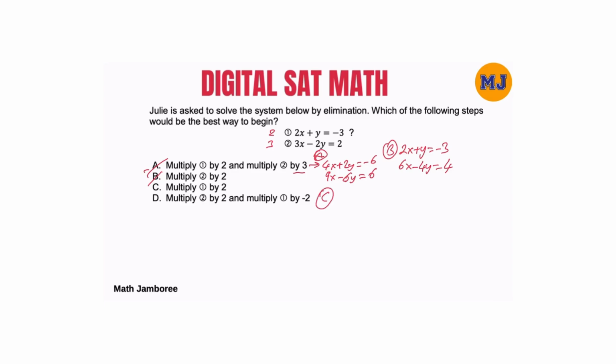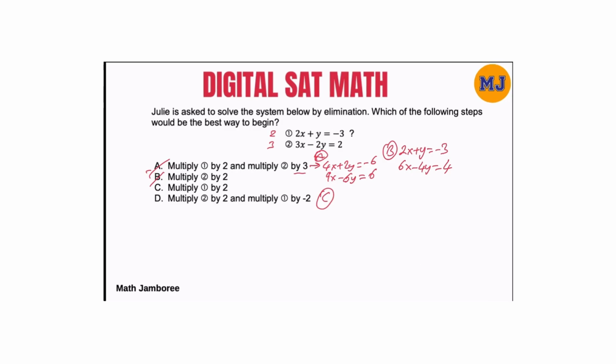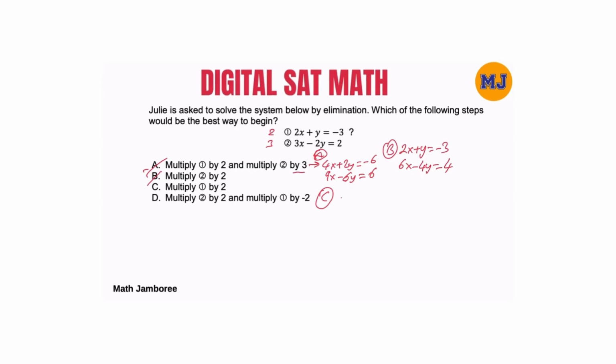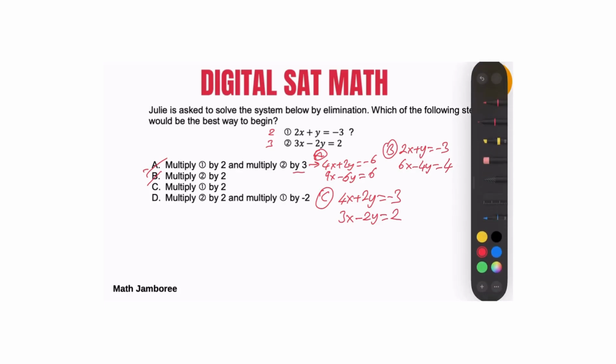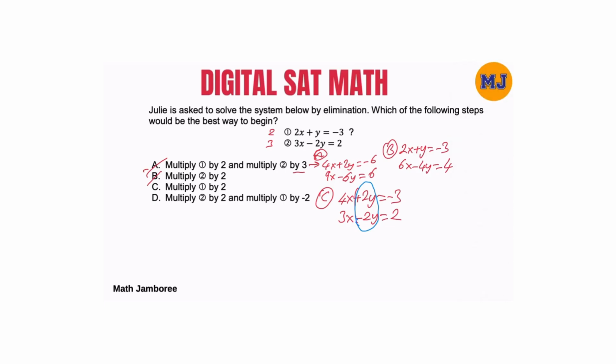Let's try choice C. Multiply the first one by 2. So we're just going to keep the second one the same this time. Multiplying the first one by 2 gives us 4x plus 2y equals negative 3. And the second one stays. Let's rewrite the second one as this. And if you pay attention here, this negative 2y and the positive 2y on top. If you add both sides together, they're just going to eliminate each other. So this would be a good step.